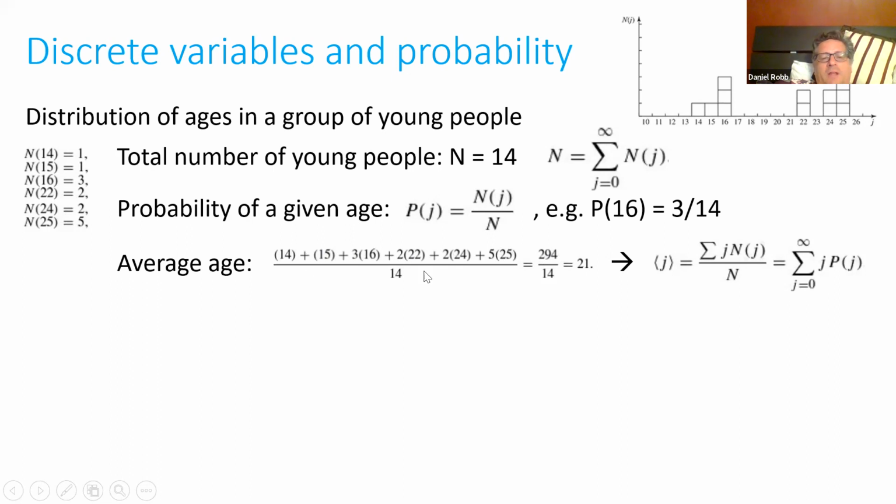And then we're going to divide that by the total number of people, which is going to be 14. So 294 over 14 is 21. So the average age of this group is 21.